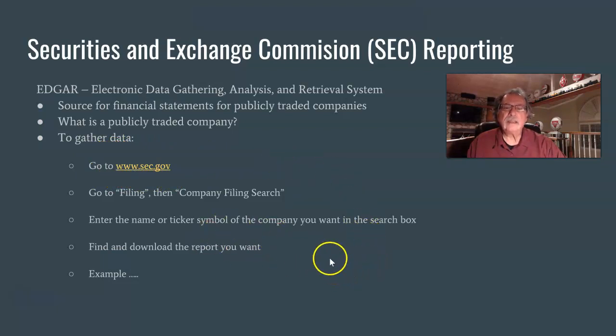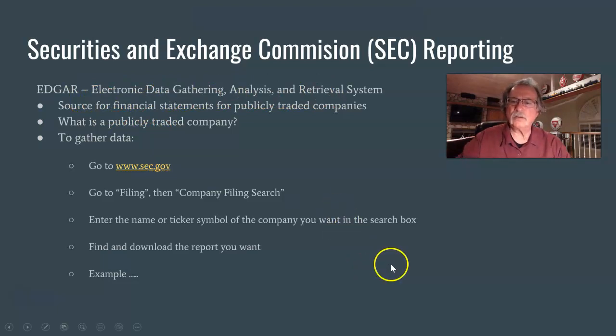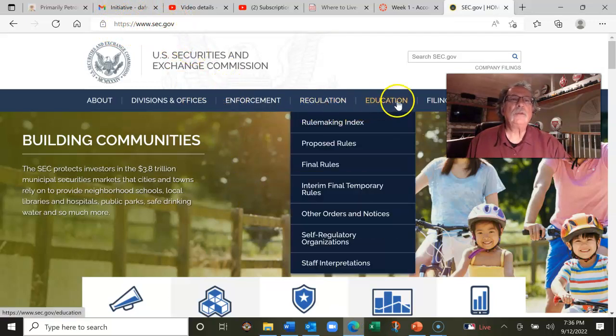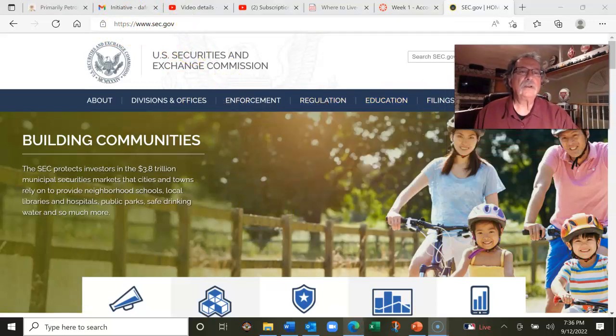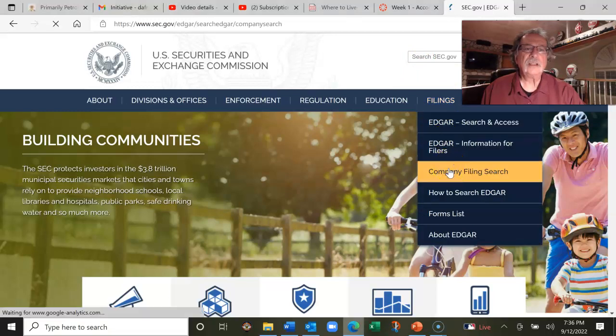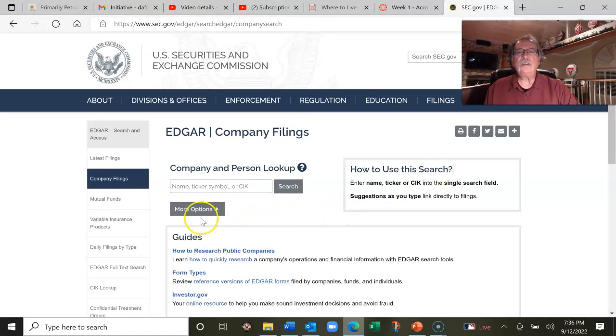So let's do that. There's an electronic reporting system called EDGAR in sec.gov. So let's go to the Securities and Exchange Commission's website. I've already brought it up here. So you go to sec.gov, and then you want to go to Filings. And under Filings, you want to go to Company Filing Search. Click on that, and then you go into this area right here, and you can either put in the stock ticker symbol or the stock name.